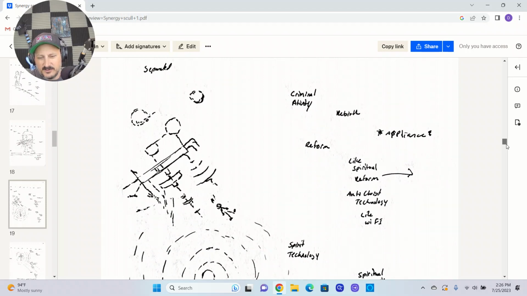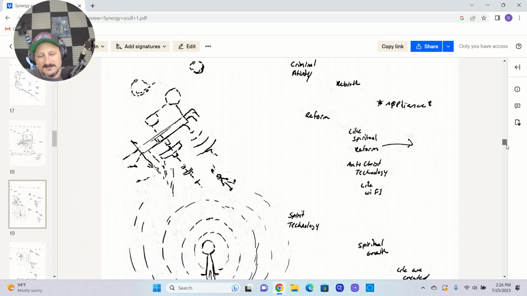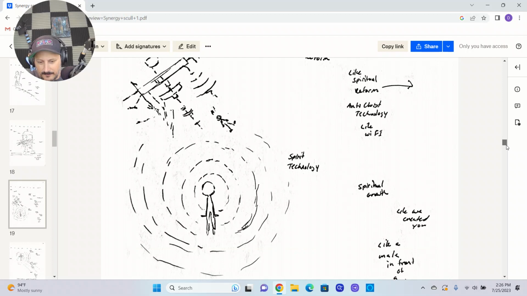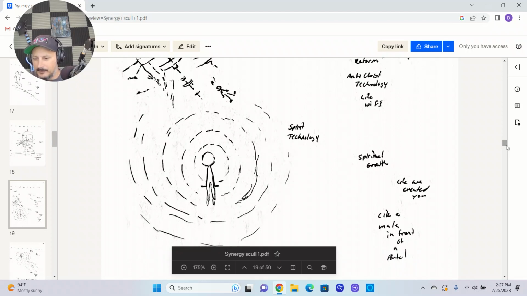Reform, like spiritual reform. And see, it stuff comes in. This is AOL, but like, and I don't know if it was Christ technology, Antichrist technology, like Wi-Fi. And then this is all AOL, and then I go back to intangible, spirit technology, spiritual growth. Well, that's still AOL. Okay, so this sketch.